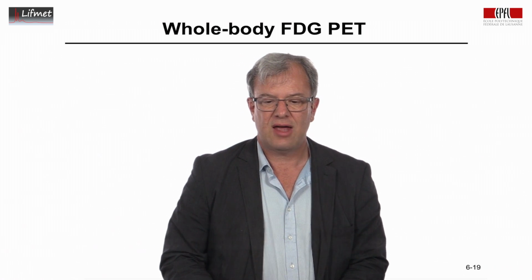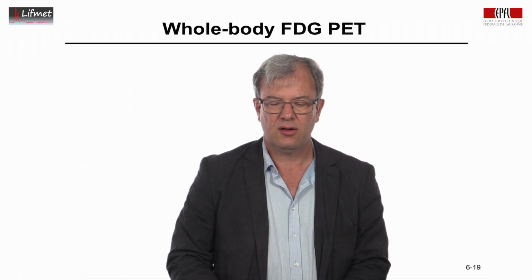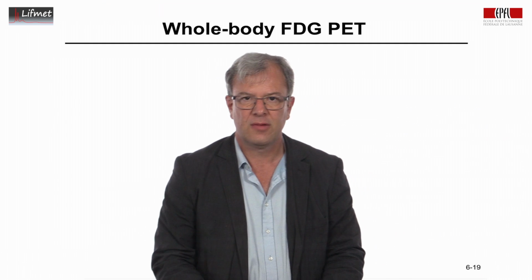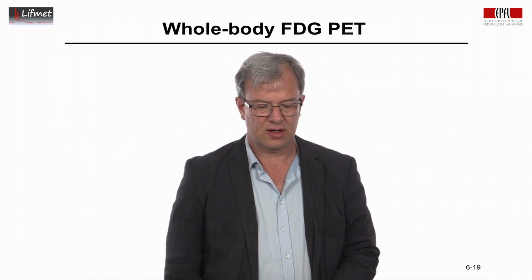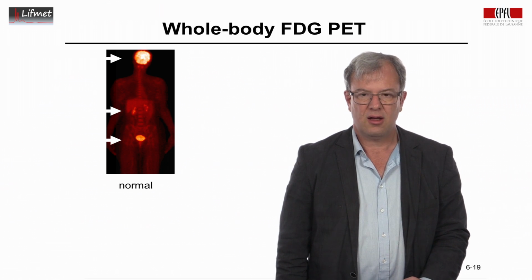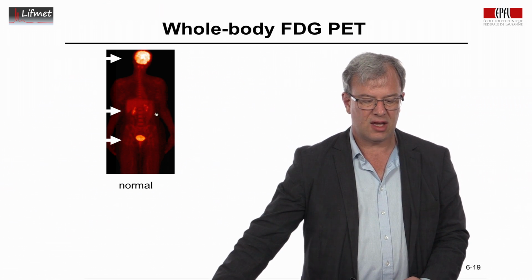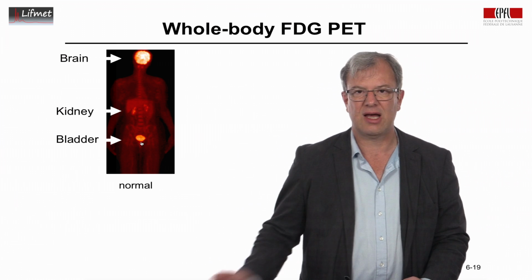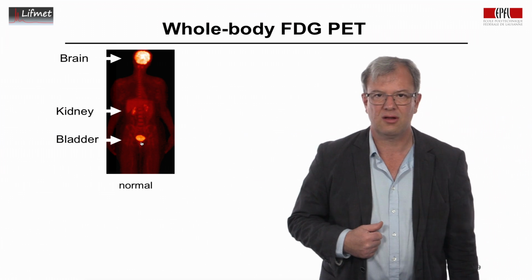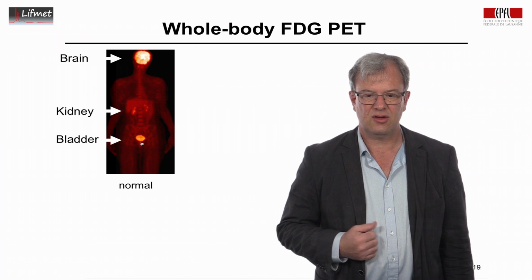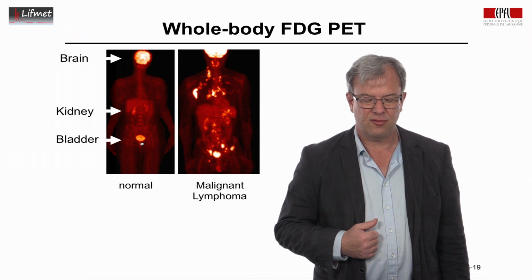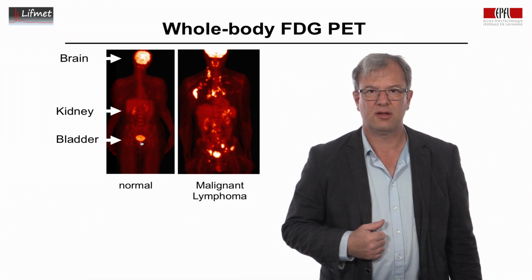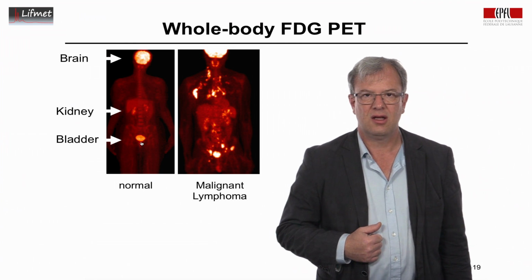Now I mentioned that FDG PET is the most ubiquitous clinical use of positron emission tomography, and so I want to give some examples where FDG PET was used. This is a whole body image of deoxyglucose uptake. We have the brain here, we have the kidneys, they are lighting up, and we have the bladder. Obviously the deoxyglucose is at some point secreted into the bladder. So this is a normal subject, and if you look at a malignant lymphoma, this unfortunate subject has uptake of FDG all over the body, consistent with multiple metastases.